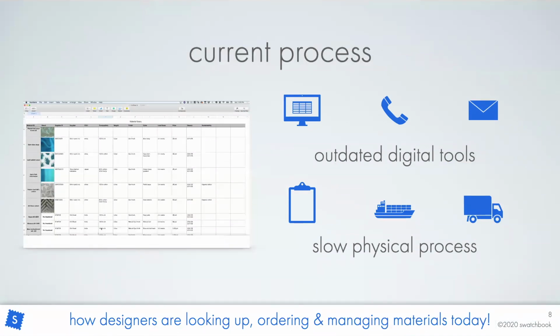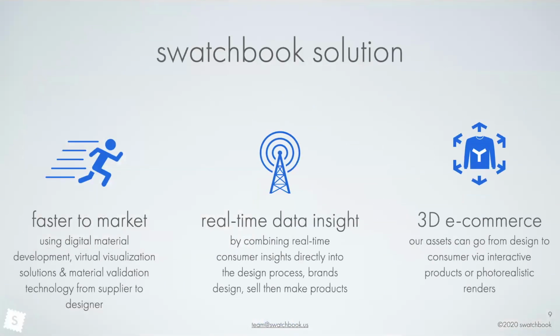There's a slow process of sending physical samples, and okay, well, I like it, can you send me more so I can make a product out of it, and then I'll ship that back out to my factory, they'll make the samples, and ship that back. It takes weeks, if not months sometimes, to just see a product with those materials. We felt that is really not a very good way to work, and certainly can be improved upon using our existing system.